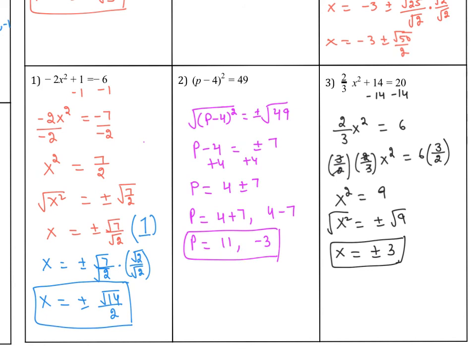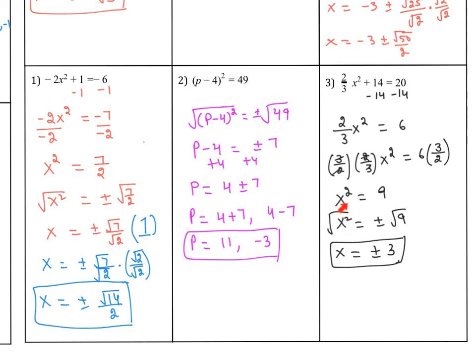For the next question, number 3, you're going to isolate the square term, which means subtract 14 on both sides. You get 2 over 3 x squared equals 6. Now you're going to remove the 2 over 3 by multiplying its reciprocal, that is 3 over 2 on both sides. So 3 cancel, 2 and 2 cancel. You get x squared equals 6 times 3, which is 18, divided by 2 is 9. So take square root on both sides.